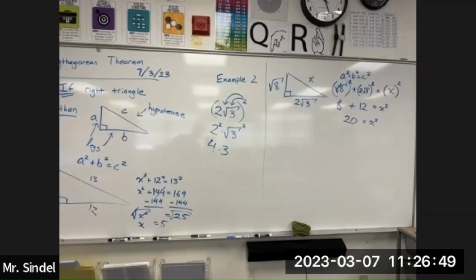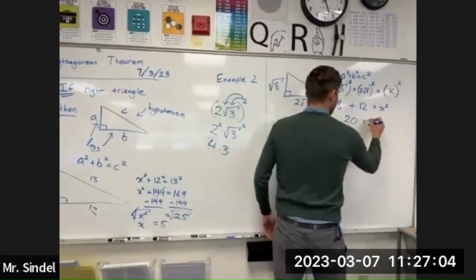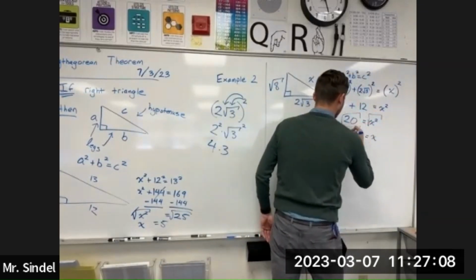Zoom kids. Yes, Julie. She's trying to hide off the camera. I'm going to call on her. Julie, what do we do on both sides now? Square root. Yeah, exactly. Square root. X is equal to the square root of 20.